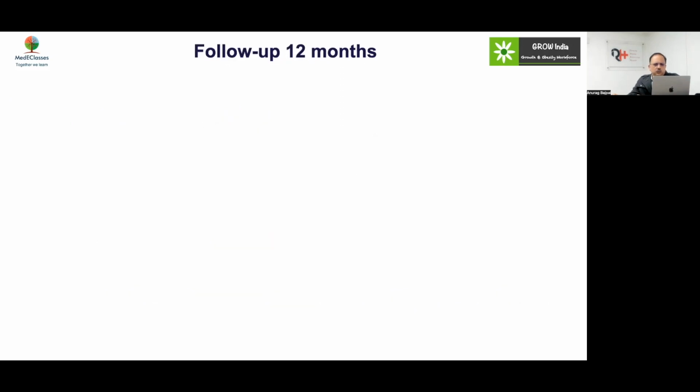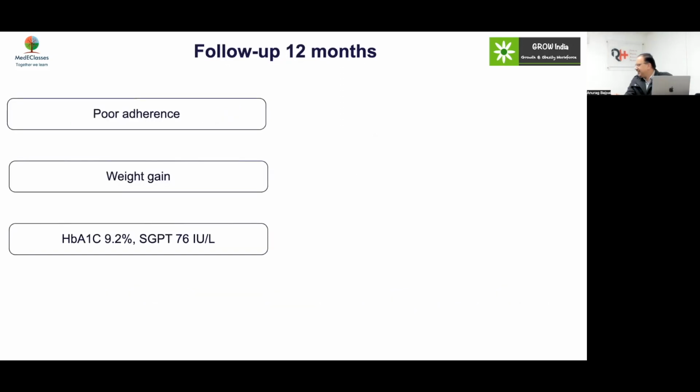So the patient had a response to metformin at 12 months, but there was poor adherence and there was weight gain. HbA1c is now 9.2 and SGPT is 76. So what's happening? What do you do now?